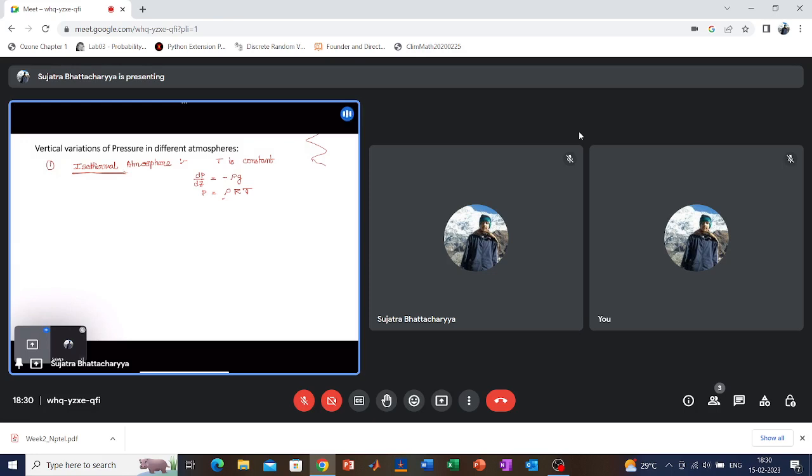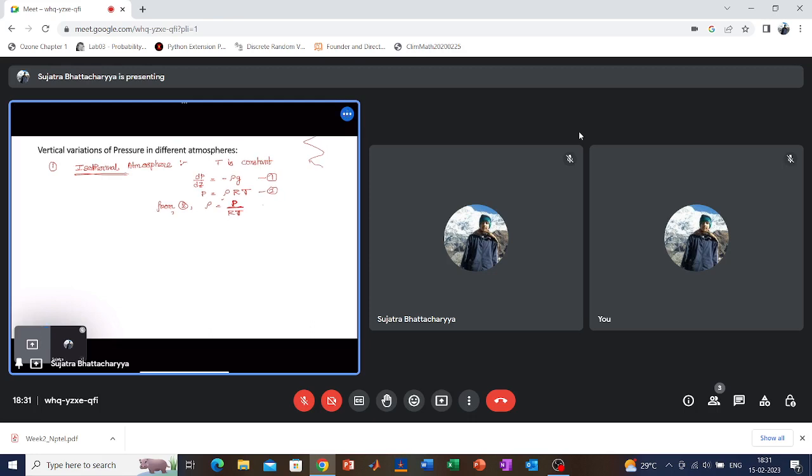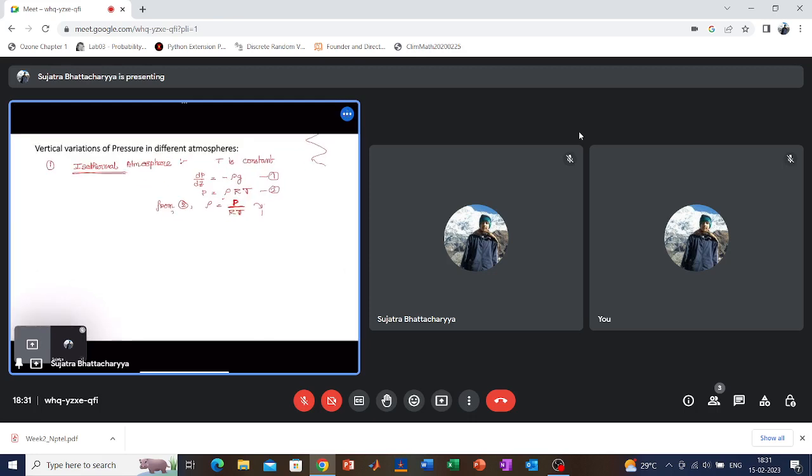Fine. Now I will use equation 1 and equation 2 to derive the particular expression which I have just shown for the pressure variation with height. So start with rho from equation 2. From 2 we get rho is equal to P by R T. Now here the T is constant, so it's fine to write it this way. Okay, now put this in 1.